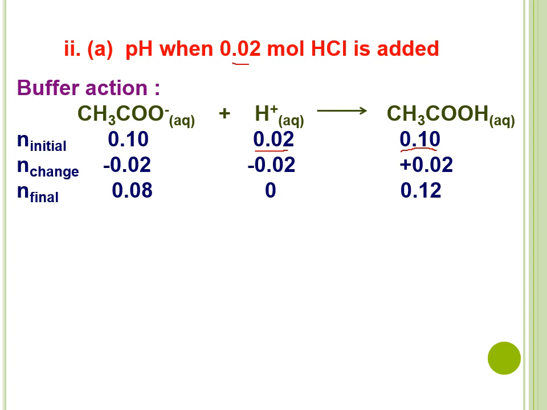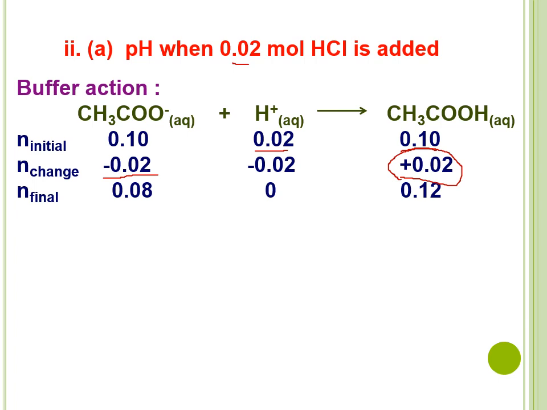So what happens here is H plus is going to react with acetate ion that exists in the buffer. So acetate ion will be decreased. So you can see 0.1 minus 0.02, because 0.02 of acetate ion has been reacting with H plus to form here the acid.